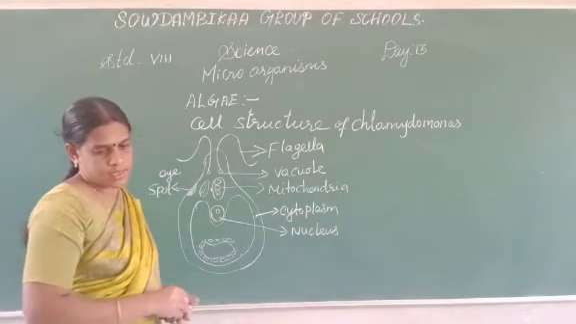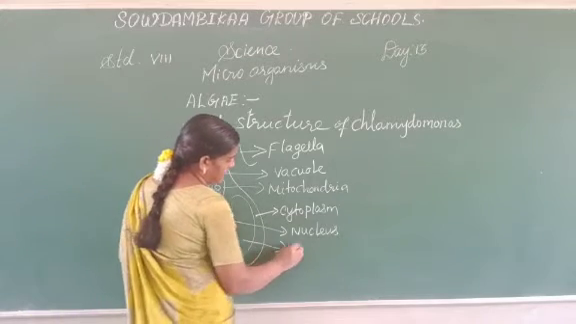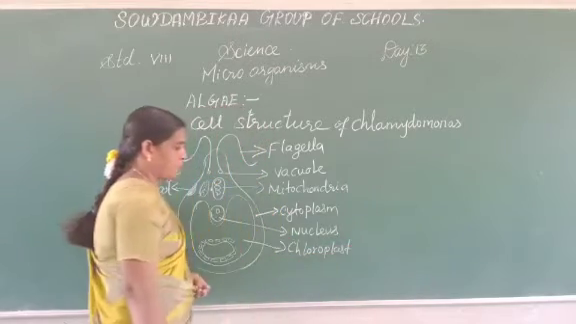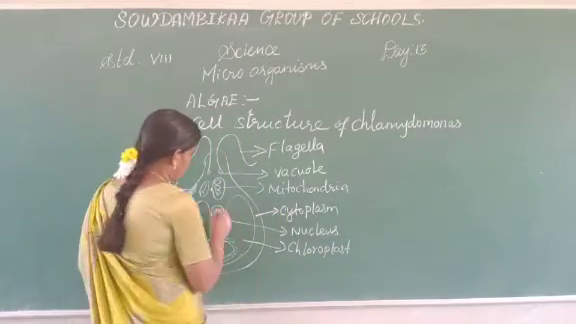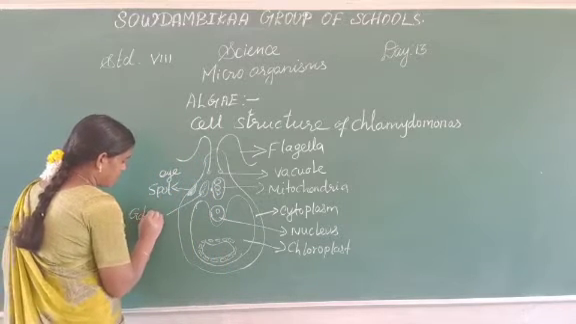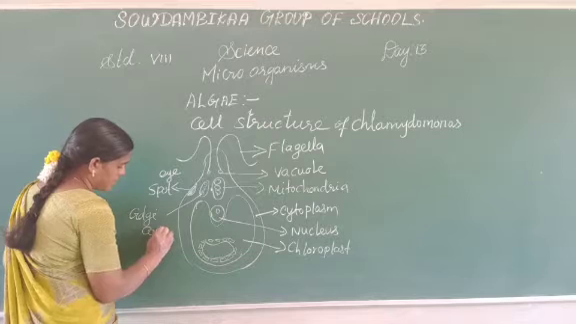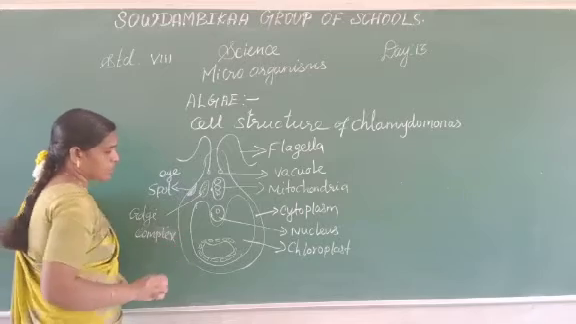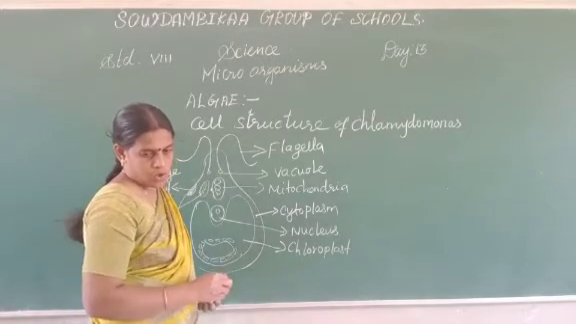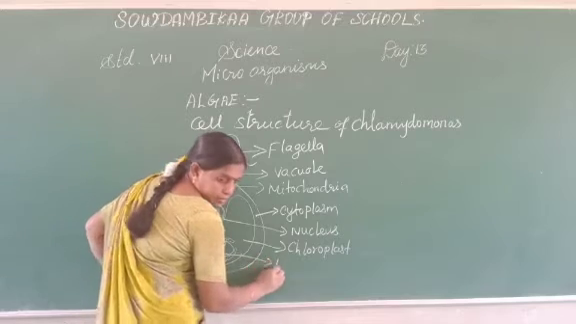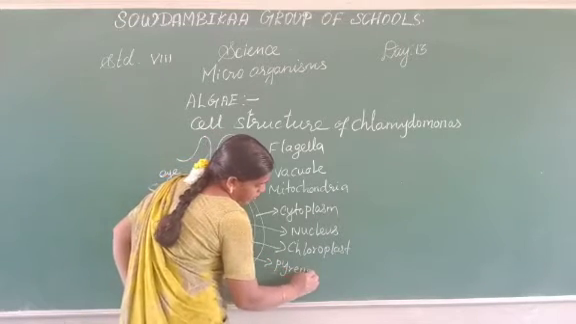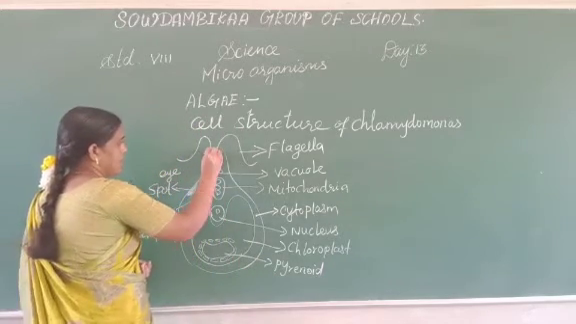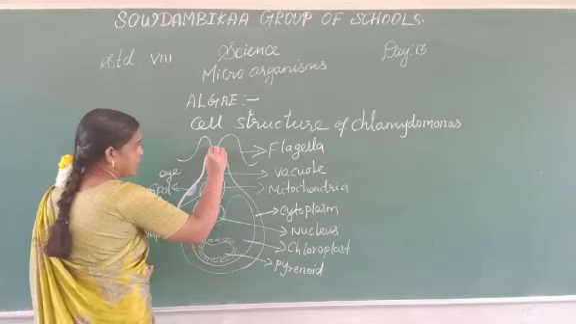Next one is the chloroplast. With the help of the chloroplast, the alga prepares its own food. Next one is the Golgi complex. C-O-M-P-L-E-X, complex. This is the pyrenoid. This is the cell structure of Chlamydomonas.